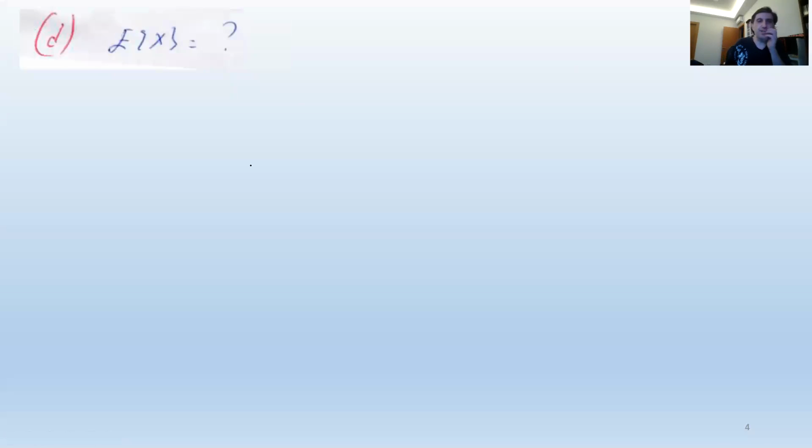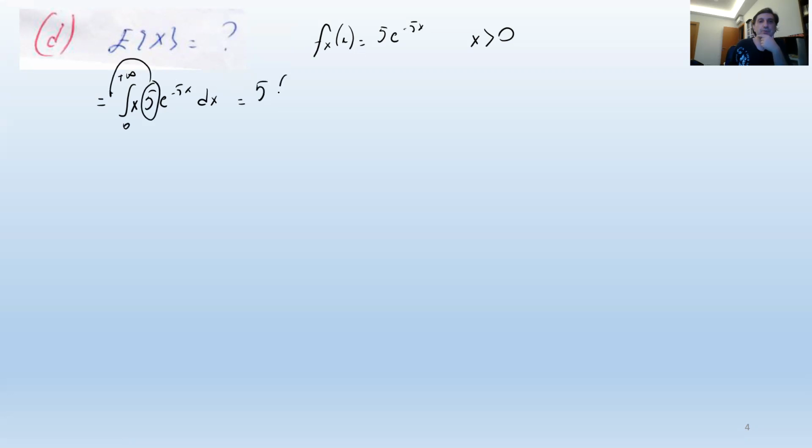Okay, the next question is to find the expected value of x. To find the expected value of x, we need the marginal probability density function, which we have already found in the previous part as 5 times exponential minus 5x, and note that the domain was x greater than 0. But here, to find the expected value of x, we need to integrate x times 5 exponential minus 5x between 0 and plus infinity. This is the probability density function multiplied by x, integrated over dx. Let's take this 5 out.